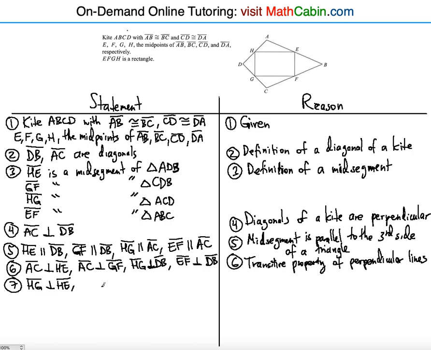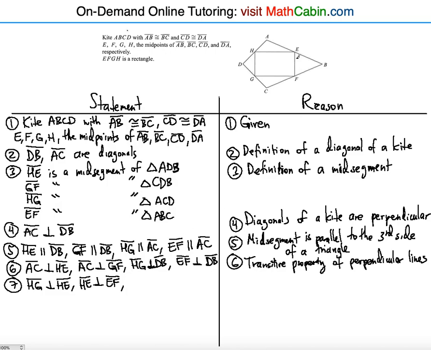Now we need, let's see, we need HE being perpendicular to EF. How do we find that? So notice that HE here is perpendicular to AC, but AC is also parallel to EF. So that means AC, we can let it go and set HE being perpendicular to EF, right? By using the transitive property of perpendicular lines. Beautiful. So HE becomes perpendicular to EF.